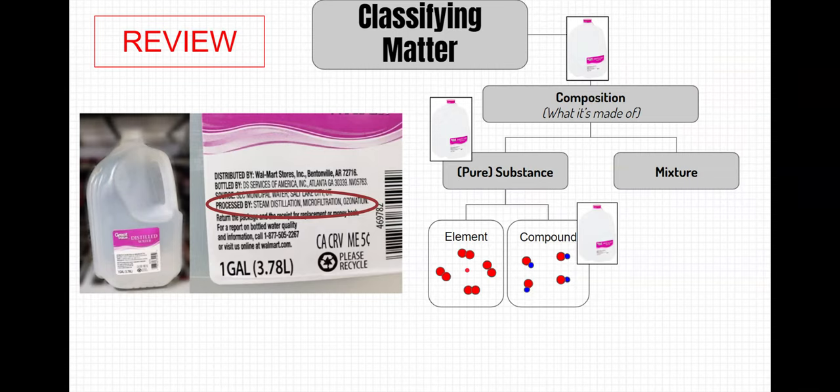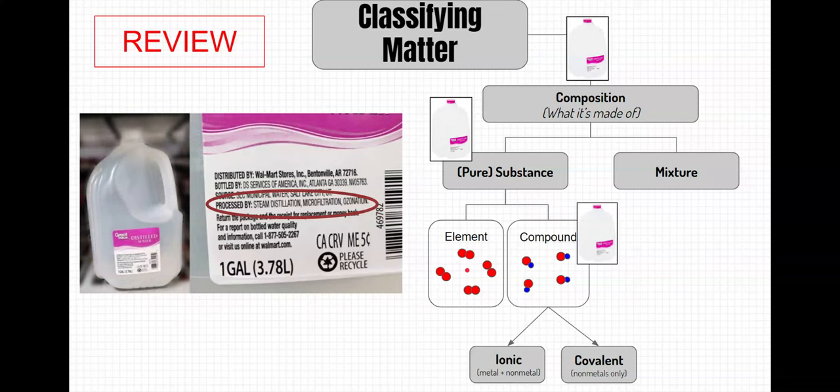Now, we could even further classify this as either an ionic compound or a covalent compound. In this case, water, made of hydrogen and oxygen, which are all nonmetals, is a covalent compound. So there's two different examples of classifying matter based on its composition.